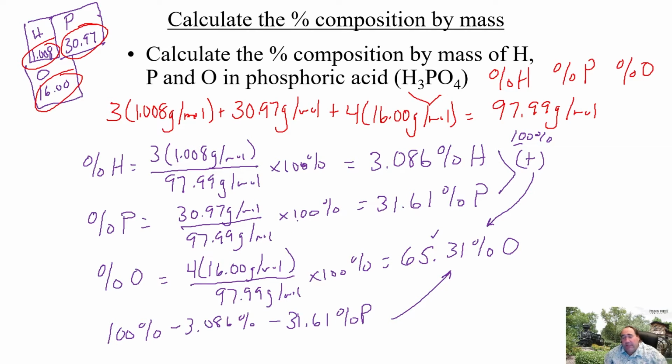So percent composition is really just the percentage by mass of each of the elements present in a particular compound.